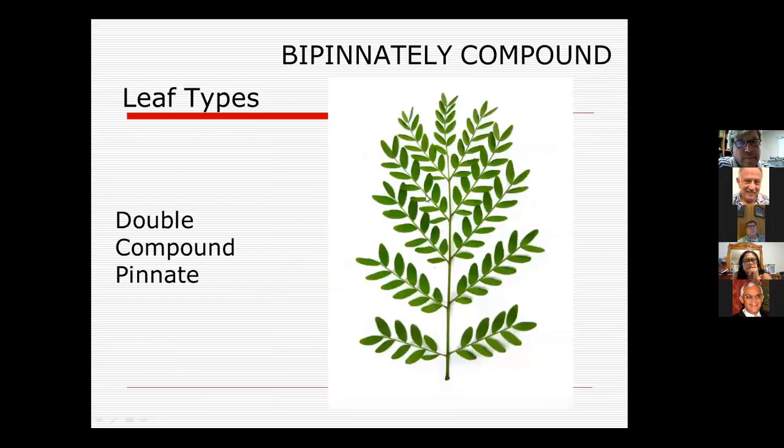And then this would be a bipinnately compound or a double compound pinnate leaf. So this is one entire leaf, and this is from a honey locust, but it is doubly compound because this is the central rachis, central midrib, and then it separates once, and then you have leaflets off of those separations. So that's why it's doubly pinnate compound.